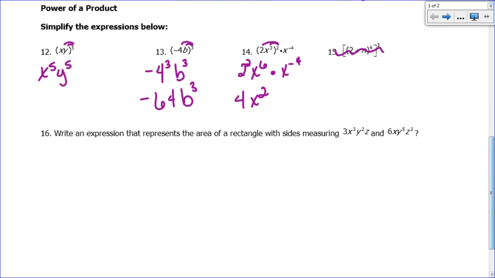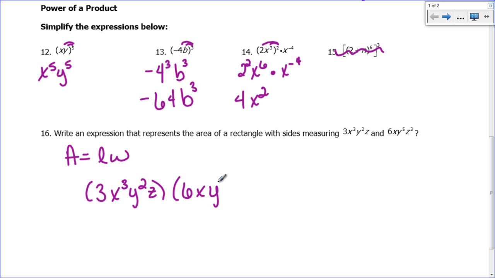And so now this word problem down here wants you to write an expression to represent the area of a rectangle that has sides that have those polynomials or those numbers as expressions as measurements. Well, to find the area of a rectangle, we just do length times width. They're just asking you to multiply those. So I'm going to do 3x to the 3rd y squared z times 6x y to the 5th z to the 3rd. And remember, when something doesn't have an exponent on it, like this x right here, that means there's an exponent of 1. We just don't write it because it's not necessary, but there's a 1 there.